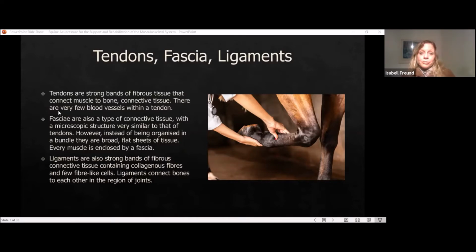Tendons are strong bands of fibrous tissue which connect muscles to bone, and they are connective tissue. There are very few blood vessels within a tendon. Fascia are also a type of connective tissue, very similar to tendons, but instead of being formed as a bundle, they are broad flat sheets of tissue that enclose muscles. And then there are ligaments, which are also strong bands of fibrous connective tissue. Ligaments connect bones to each other in the region of joints, so they have an important function in relation to joint function as well.